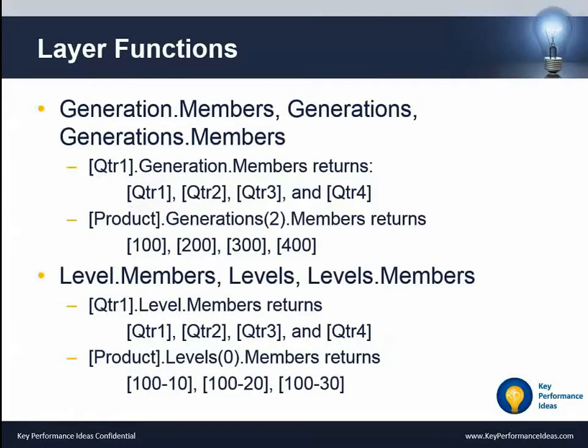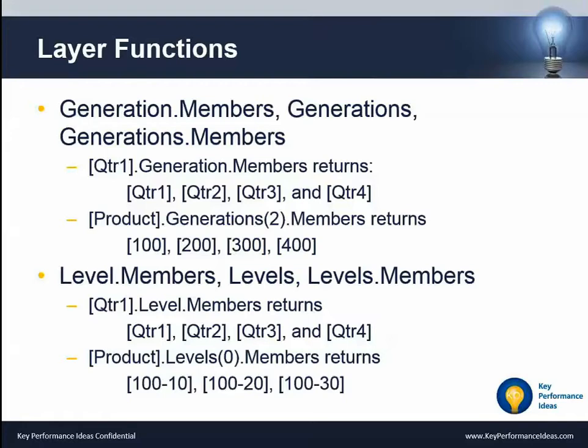Your layer functions. So again, this is working with your generations or your levels. So if we did a quarter1.generation.members, we would return all of those members that are at the same generation as quarter1, so quarter 1, 2, 3, and 4. If we did product.generations and the 2 is the index that indicates generation 2 is what we want, then we would return 100, 200, 300, and 400.